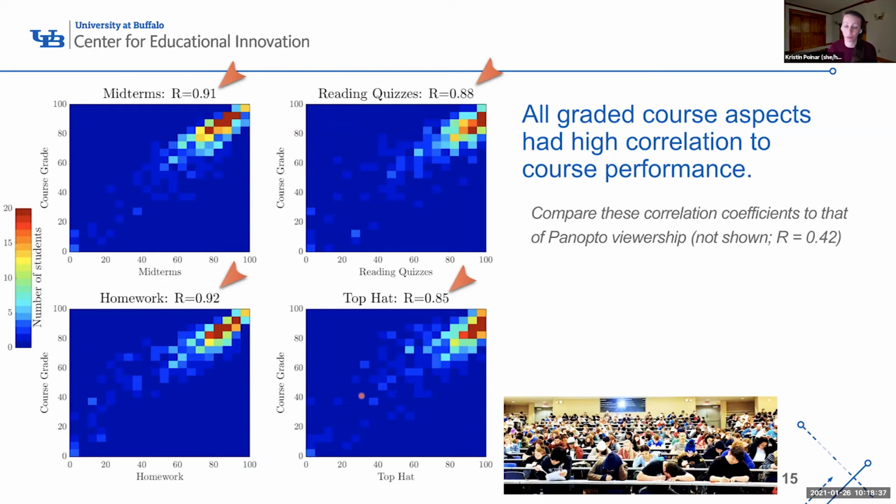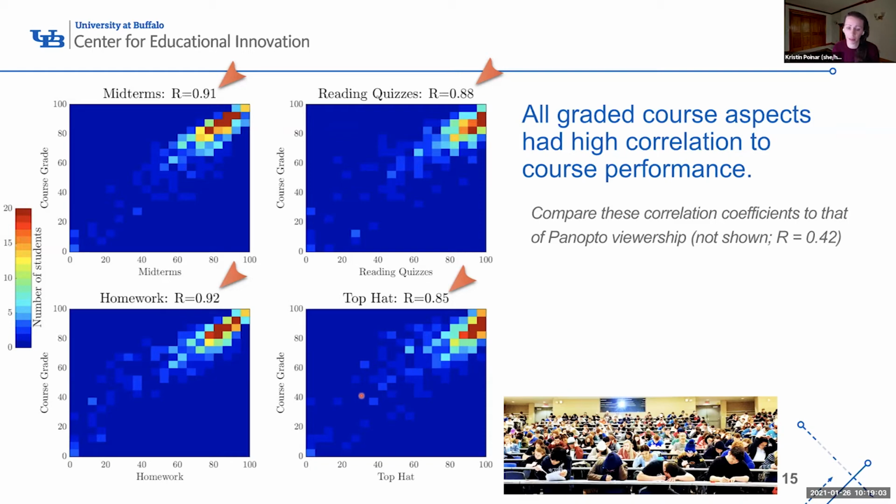And Flower was just talking about this, about the philosophy of grading. Students engage when they earn points. And I didn't control for that in these correlation graphs, although I could have. Of course, the midterm score is highly correlated to their course grade because the midterm score is in the course grade. So I didn't control for that, but I should have.